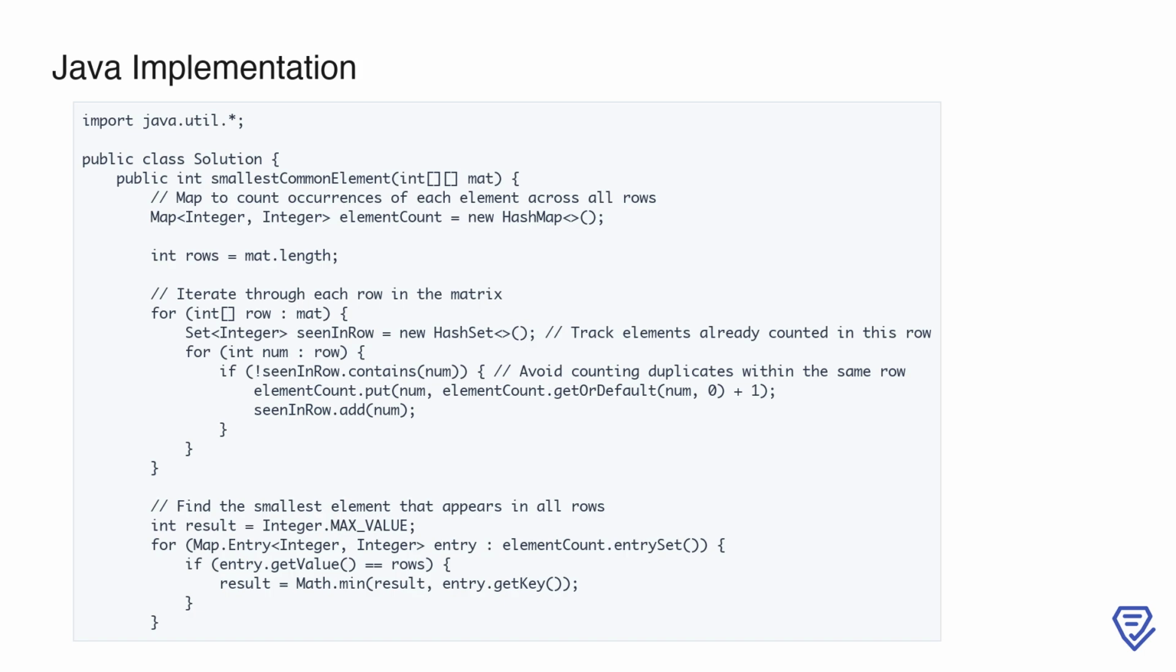For every unique element we encounter within a row, we update its count in the hash map using getOrDefault to handle cases where the element might not already exist in the map. This approach ensures that our count remains accurate and efficient.